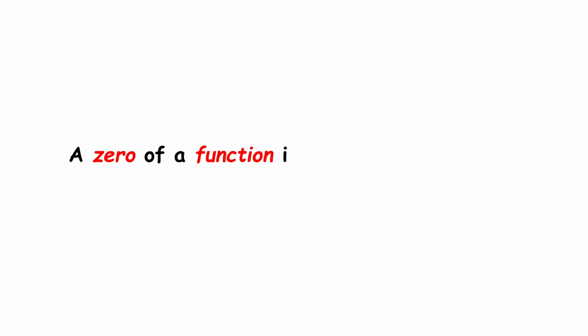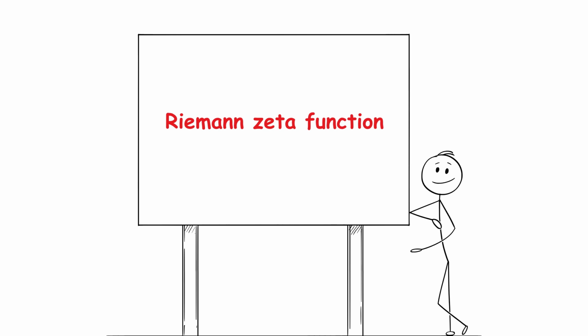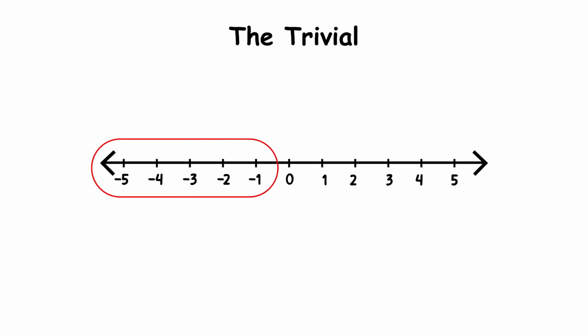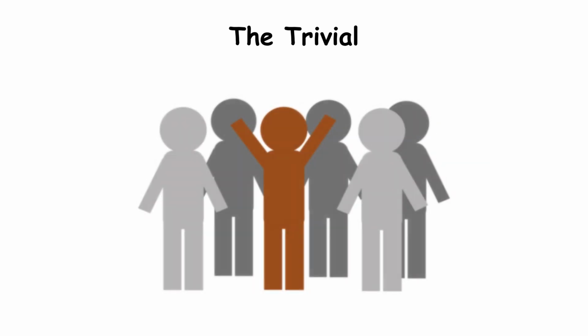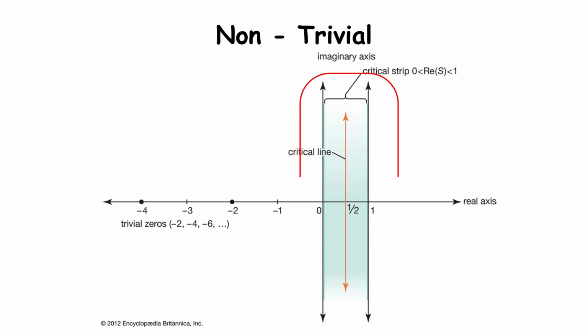A zero of a function is a value for which the function equals zero. And in the case of the Riemann zeta function, these zeros fall into two categories. The trivial ones, which occur at negative even integers, negative 2, negative 4, negative 6, etc., and are easy to identify. And the non-trivial ones, far more enigmatic, which lie in the strip of the complex plane between the lines Re of s equals 0 and Re of s equals 1.